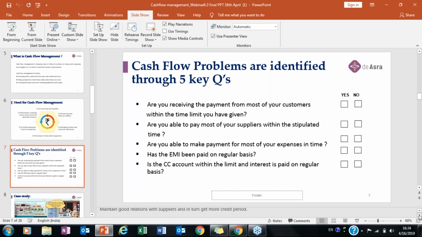So these are some of the tips that you need to follow to make sure that you do not have cash flow problems. But if your answers are no, then we will be looking into how cash flow is managed.